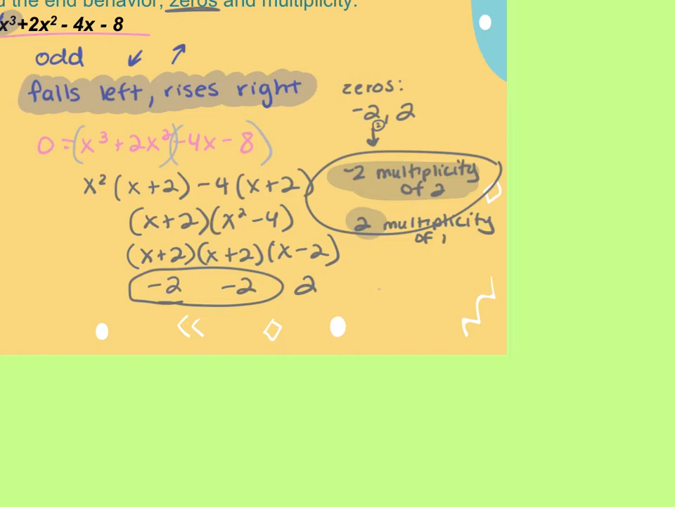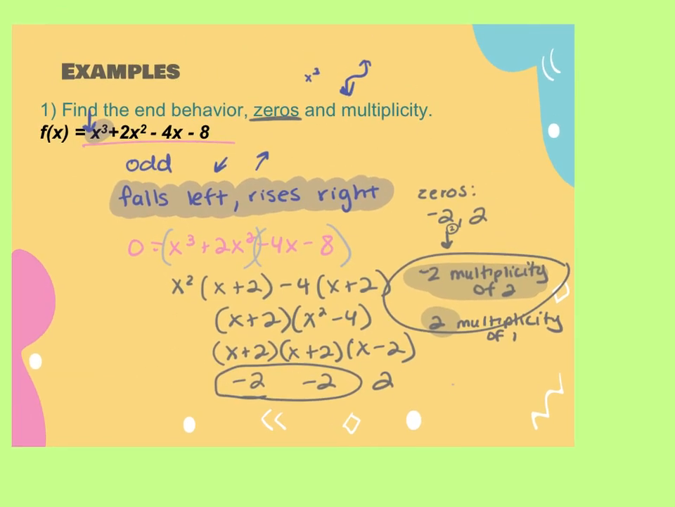Where did you get that? That's how many times that answer occurs. Oh, okay. We ready to try another one? So like on our test, if it appeared twice, you would do -2 multiplicity of 2, right? Yes. Okay. Because what does that tell you? What happens at -2 then?